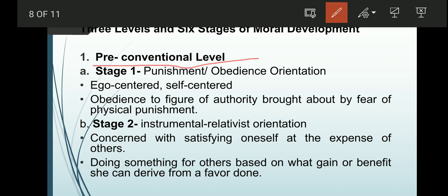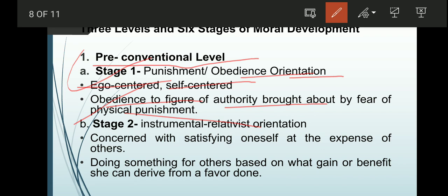First one is pre-conventional level. So, in pre-conventional level, na ay duha ka stage, stage 1 and stage 2. So, stage 1, like a punishment and obedience orientation. So, they're ego-centered, they're self-centered, and they have obedience to figures of authority brought about by fear of physical punishment. So, they are trying to obey. It's because they have fear of physical punishment.